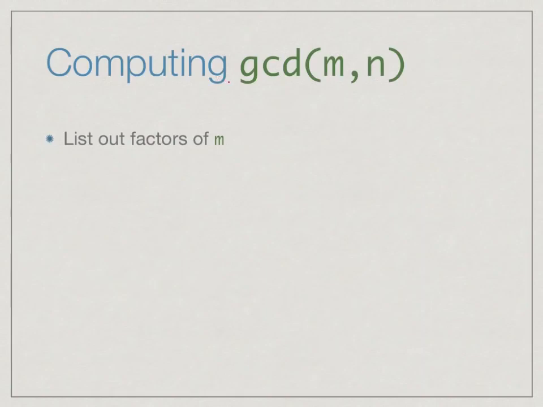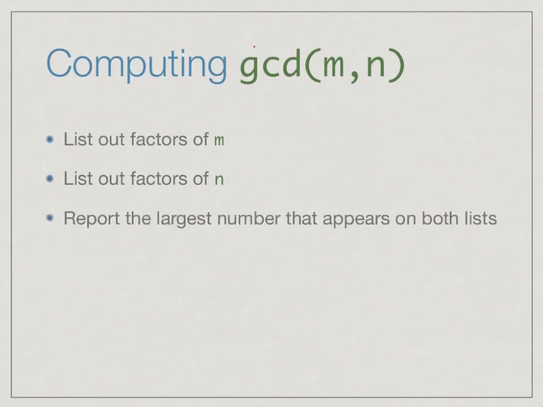But if we just look at the definition of GCD, it says, look at all the factors of m, look at all the factors of n, and find the largest one, which is a factor of both. So the naive way to do this would be to first list out all the factors of the first number m, then list out all the factors of the second number n, and then among these two lists, report the largest number that appears in both lists. This is almost literally the definition of GCD.